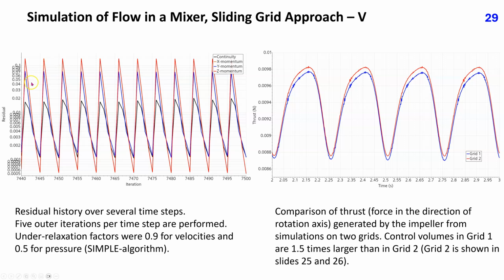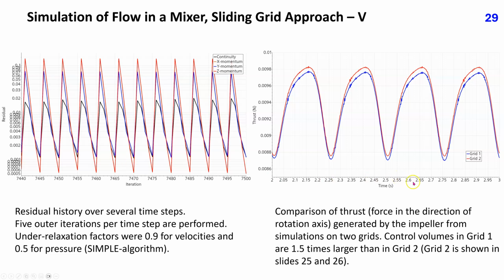This plot shows the residual history over several time steps. A fixed number of 5 auto iterations per time step were performed. The under-relaxation factors in the SIMPLE algorithm were 0.9 for velocities and 0.5 for pressure. In the last auto iteration of each time step, the normalized residuals are around 0.001 for all variables, which is usually enough in practical applications.